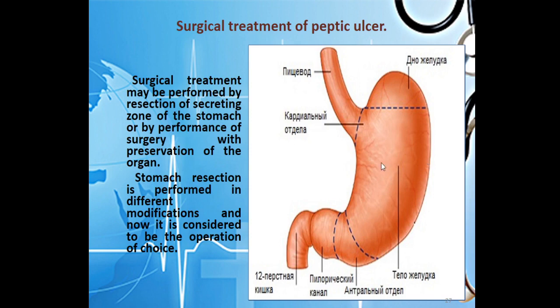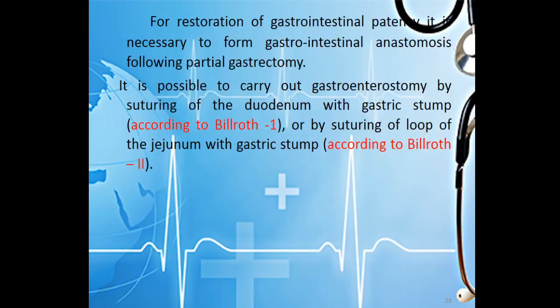There are many modifications of this stomach resection according to how much of the stomach we cut off, and how we anastomose our stomach after resection. If we put an anastomosis between the stump of the stomach and the duodenum, our stomach resection is named Billroth 1. If we anastomose the stump of the stomach with the jejunum, then the famous name of this operation is Billroth 2 resection. I can explain it later.